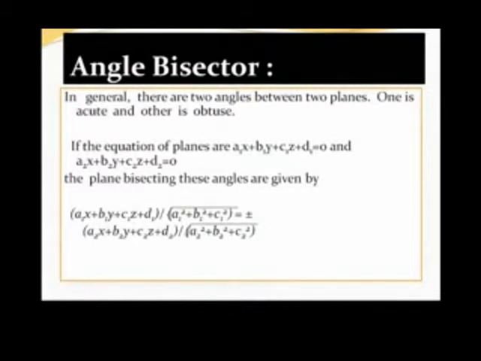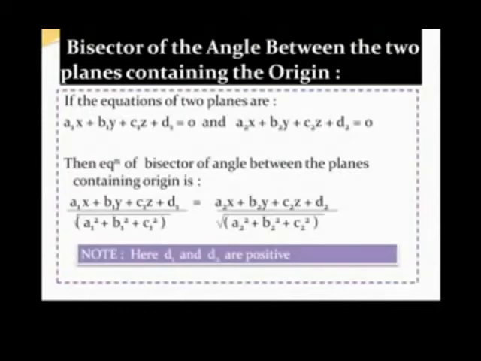is given by (a1x + b1y + c1z + d1) divided by under root of a1 square + b1 square + c1 square, equal to plus minus of (a2x + b2y + c2z + d2) divided by under root of a2 square + b2 square + c2 square. We can have a plus sign here and we can also have a minus sign here. So this will give two equations, and these two equations represent the angle bisector between these two planes. Now one would be the acute angle and the other would be the obtuse angle.